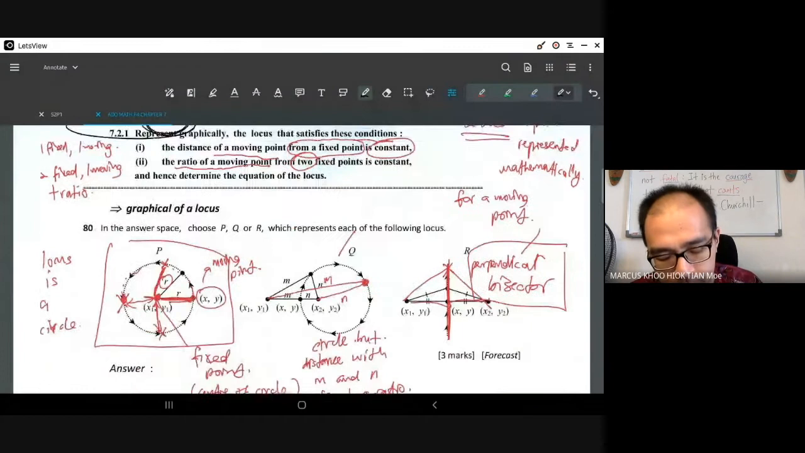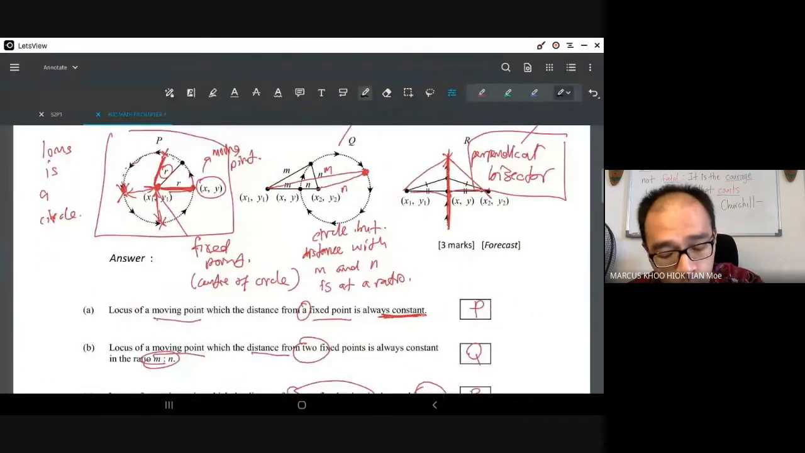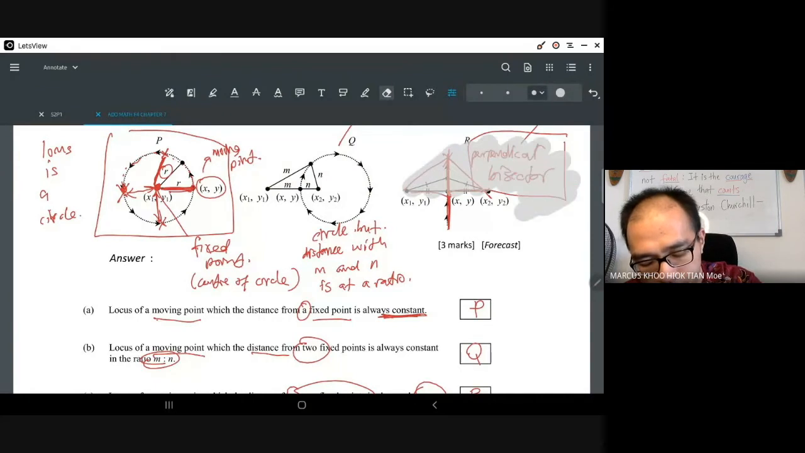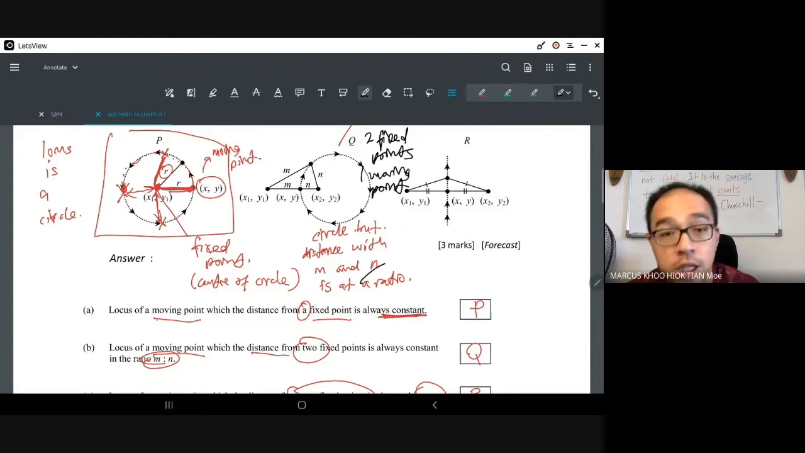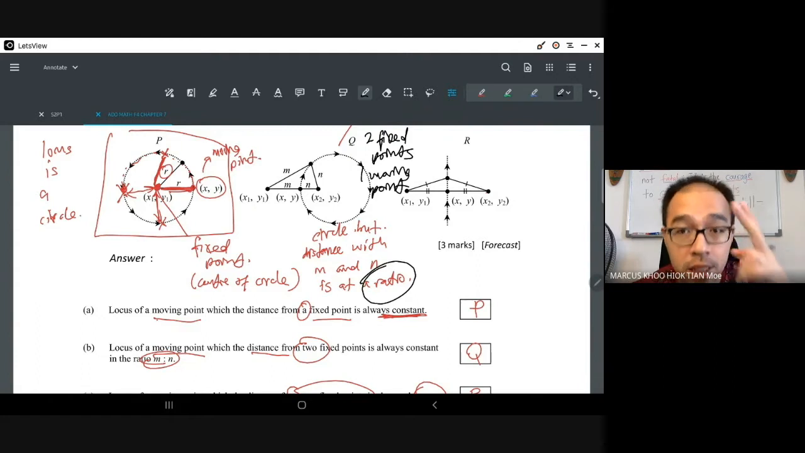So we have to look at the other two today, dua yang berlainan. Dan saya sudah tunjukkan yesterday what is the difference between the two. In this second one, this one is two fixed points, one moving point with a ratio. Ini yang jenis kedua, tapi dia punya locus juga adalah satu bulatan.